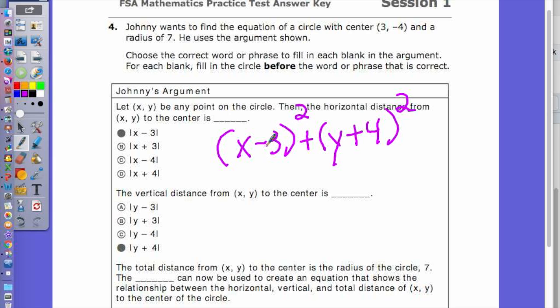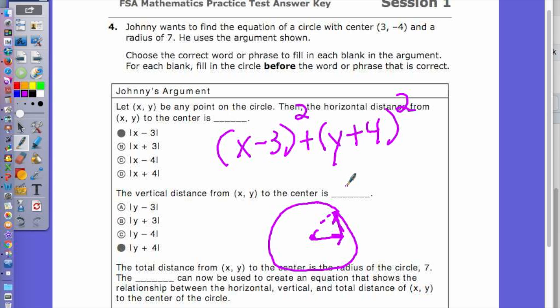The total distance from x to y to the center is the radius of the circle. So from any point on the circle to the center, you're moving an x value and you're moving a y value. And then this is your radius, right? That's the Pythagorean theorem, correct? You're making a little right triangle there. The x value in this drawing is the length of the base of the triangle, or one leg of the triangle. The y value is the other leg of the triangle. The radius is the hypotenuse. It's the Pythagorean theorem.